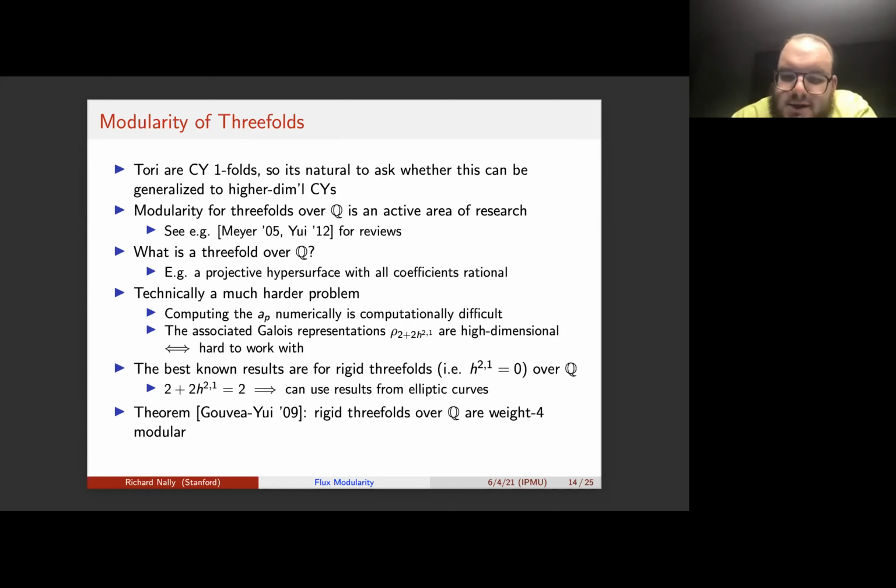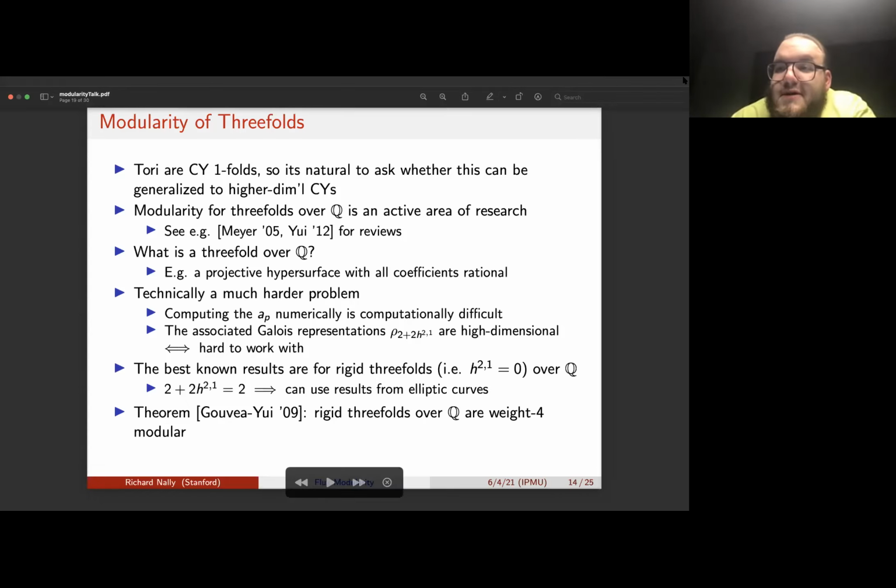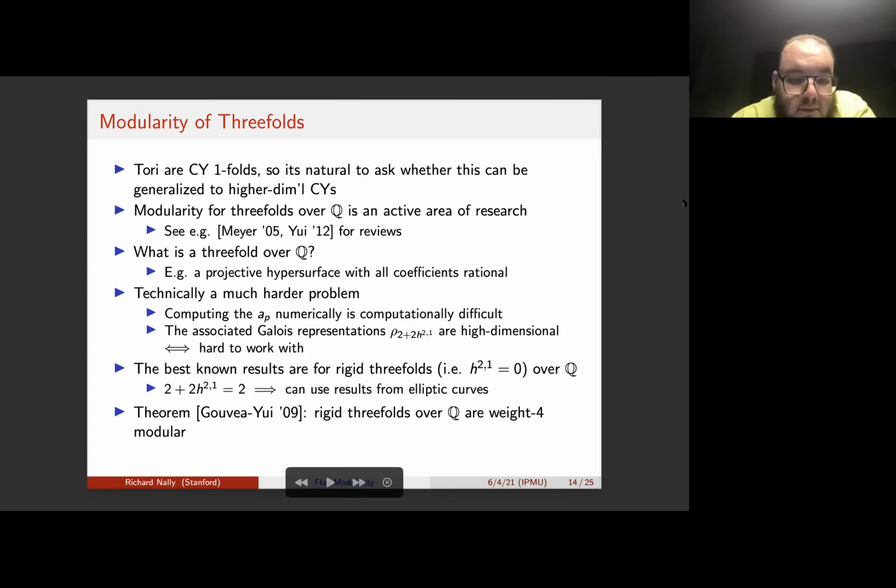And so not surprisingly, the best known results for threefolds are for rigid threefolds, which are threefolds with h21 equals 0. When h21 equals 0, b3 is just 2. The whole Galois rep is 2-dimensional, and we can use results similar to those developed for elliptic curves. And there's a theorem by Gouvea and Yui, which says that rigid threefolds over Q are modular, and their point counts give you the Fourier coefficients of weight 4 eigenforms.